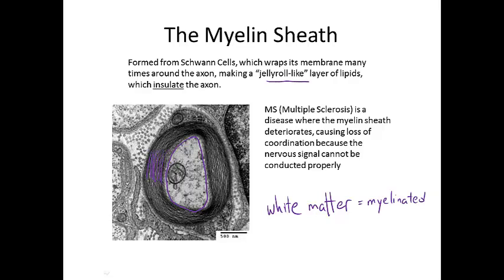Incidentally, the disease MS, or multiple sclerosis, that's a disease which causes the deterioration of the myelin sheath. And so if you think about it, that means that the axon is losing its insulative layer, which would affect its ability to send an electrical signal, and that can result in loss of coordination and various neuromuscular disorders.